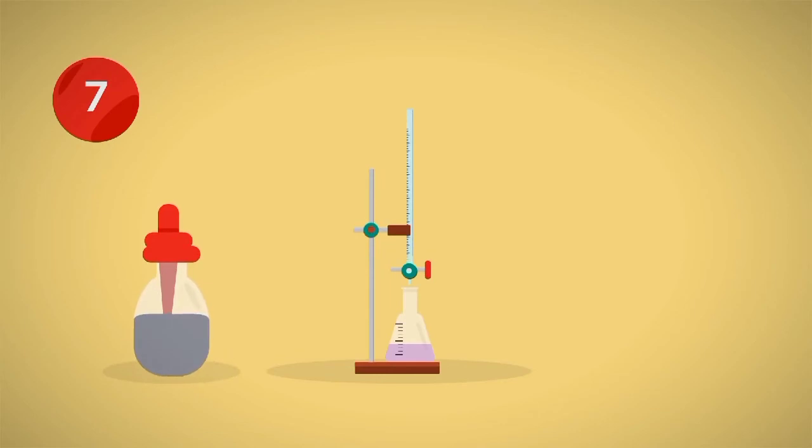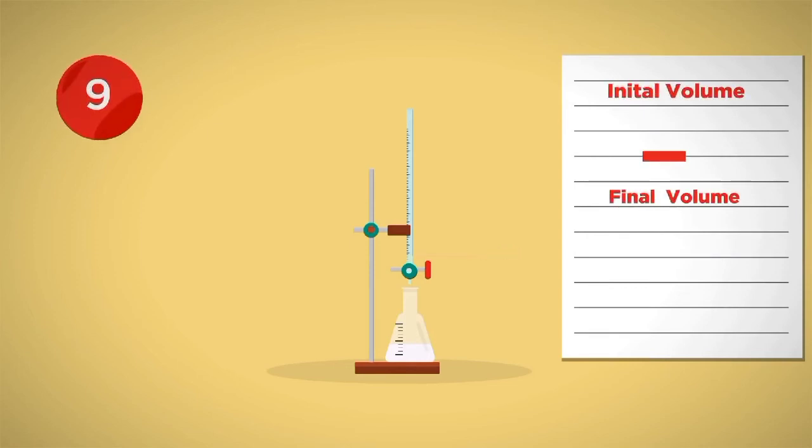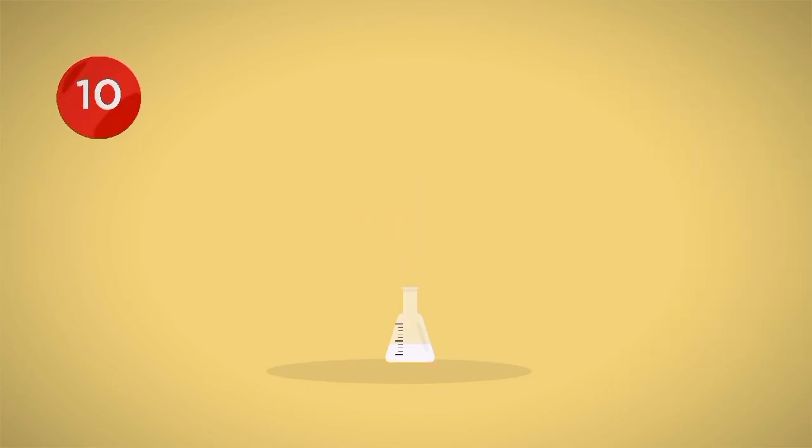This is very easy to identify because there will be an appropriate color change. 8. Record the final volume. 9. Subtract the final volume from the initial reading. This gives you the volume of the solution added. This volume is called a titer.